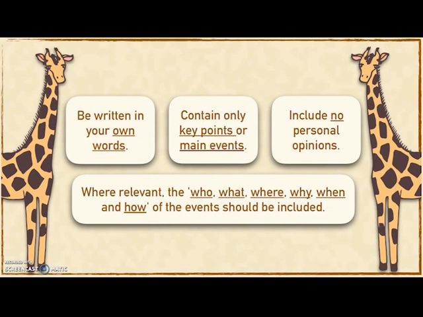And in order to allow yourself to have as much detail as possible, you've got to be thinking about the who, what, where, why, when, and how, the five W's of the events, to give me that detail that I need. So I need to know who was involved in it, what they did, where it took place, why they did that certain thing, when they did that certain thing, and how it happened. So once you're telling me those five W's for all those key points in your own words, then you're summarising that story.